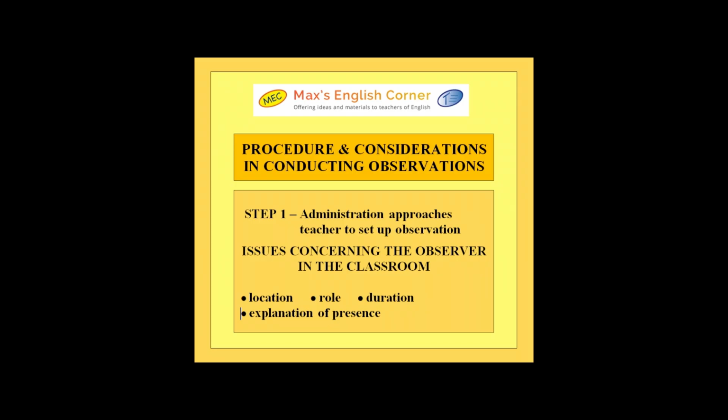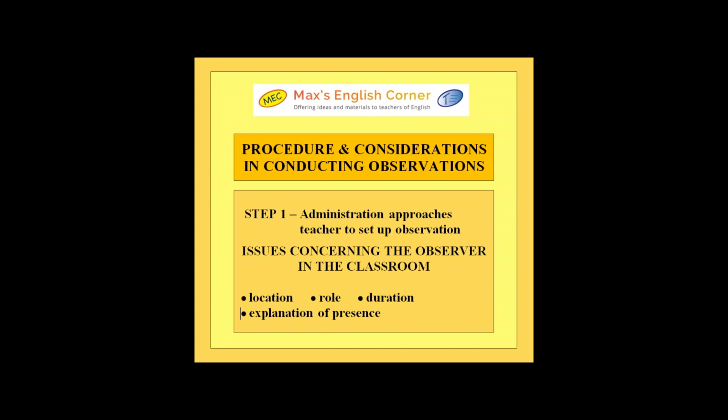Before the observation, there should be other matters cleared up, such as issues concerning the observer in the classroom. The following should be clarified: where the observer will be situated or seated, the observer's role. In many observations, the observer never participates, but in some schools or situations, this rule of thumb could be more relaxed. How long the observer will be there. Will the whole class be observed or only one segment? How the observer's presence is to be explained.